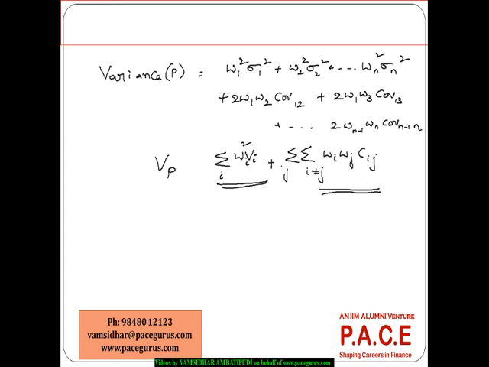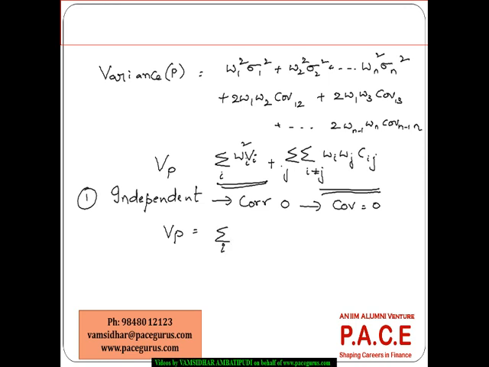Now let's take a few cases. Let me take one assumption, that all the securities are independent. The returns of all the securities are independent, which means the correlation between them is zero. All pairs of correlations are zero, which means all covariances are zero. In that situation, the variance of the portfolio is simply, across all i, the sum of Wi squared times Vi. This is the variance of the portfolio.